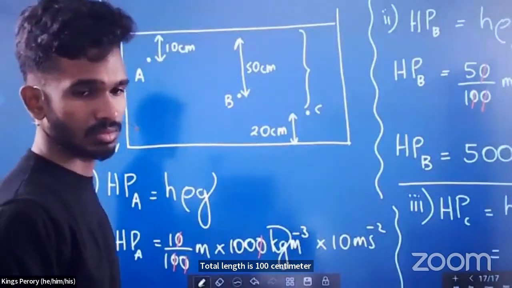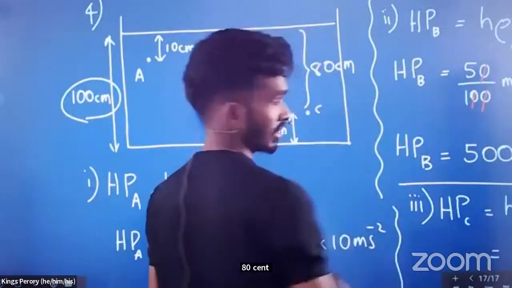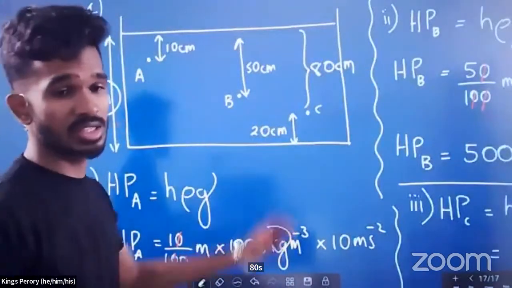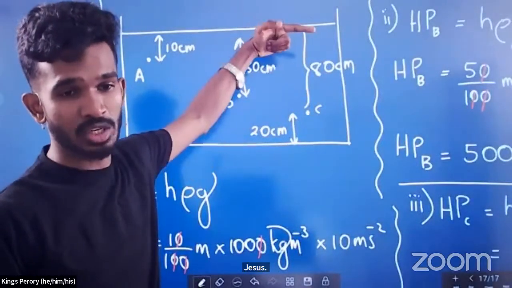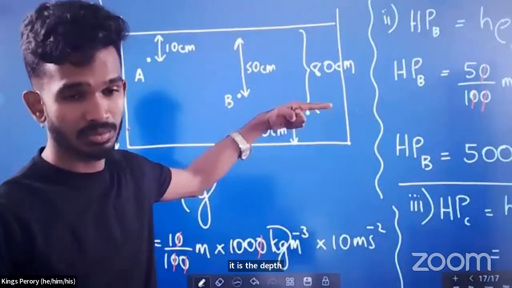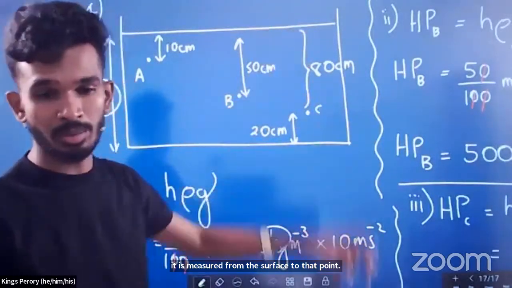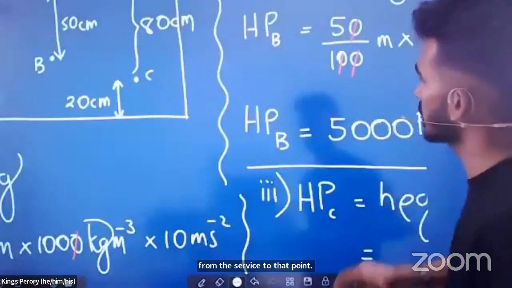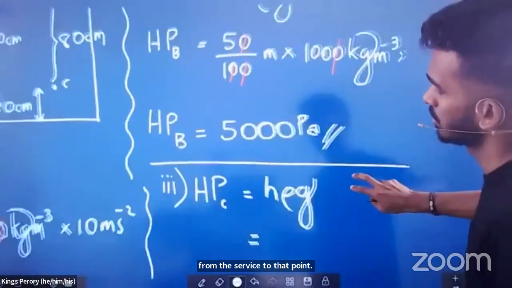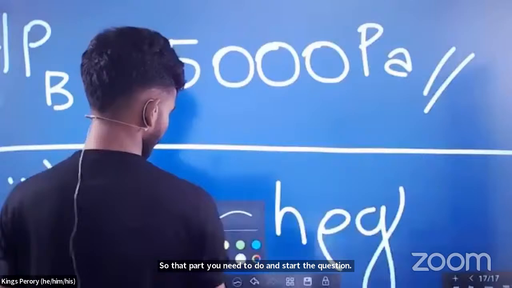80 centimeter, that is 0.8 meters. Listen, keep in mind, H is not just some length. H is the depth. Depth is measured from the surface to that point, not from the point down. So 80 centimeters. That part you need to do and start the question.